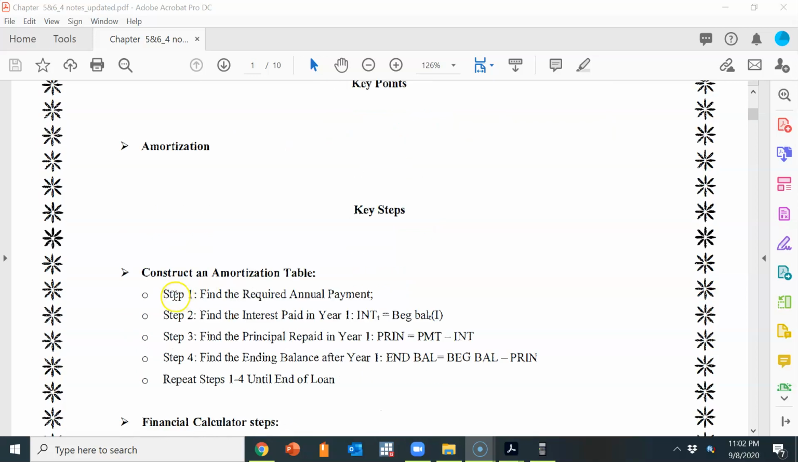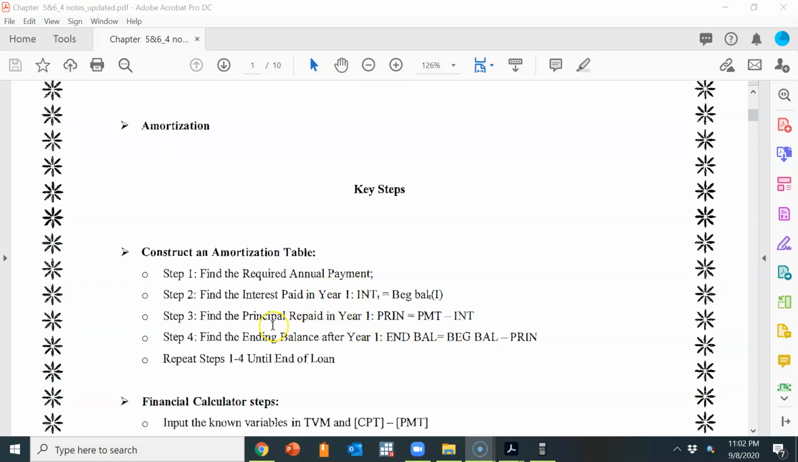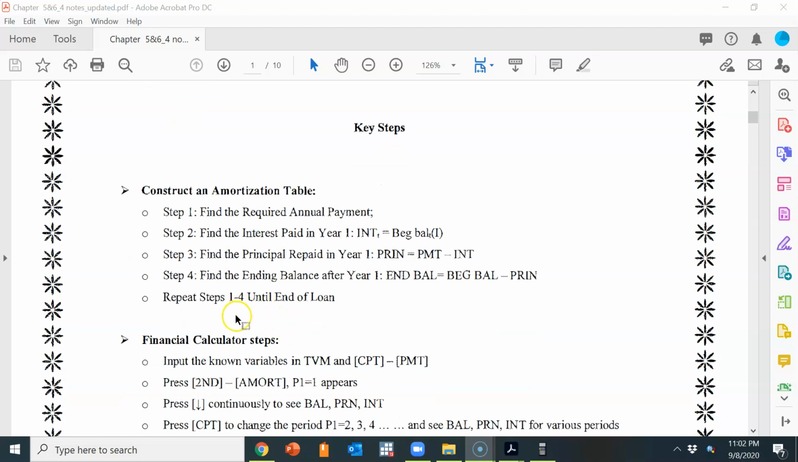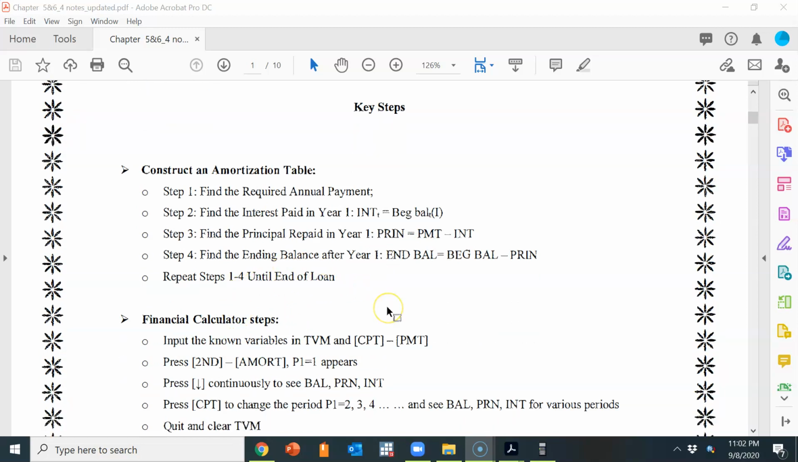We're going to create an amortization table to show the required annual payment for each year once we know the beginning balance and the interest rate. We can calculate the annual payment. Also, we will be calculating the principal and interest we're paying for each year. And we repeat the process for every year to set up the table for all the years.